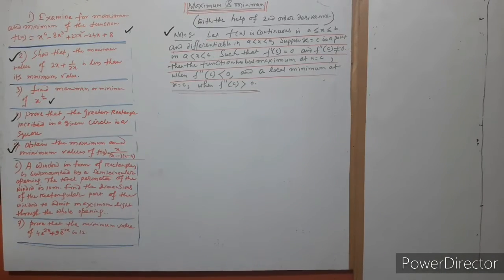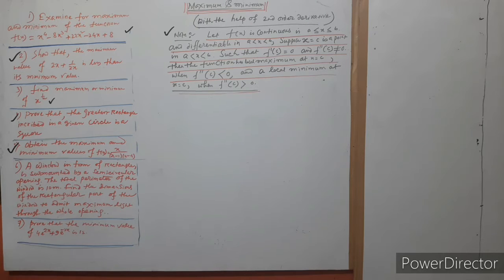Okay, very interesting question. A window is in the form of a rectangle, is inscribed by a semicircular opening. The total perimeter of the window is 10 meter. Find the dimension of the rectangular part of the window to admit the maximum light through the whole opening.